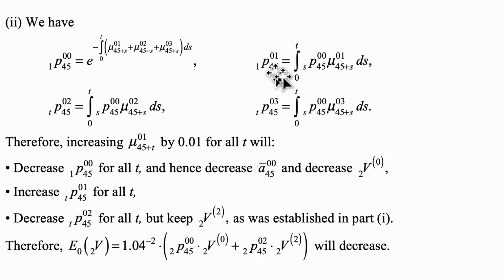For this quantity here, well, the force is bigger, so you have a bigger chance of being whacked by this decrement of this transition from 0 to 1, and therefore tP45 01 will increase for all t. tP45 02, it's right here. Well, we just talked about this, that the probability of staying in state 0 is decreased when this force of transition to state 1 is increased. So there will be a decrease in tP45 02 for all t, but keep 2V2 as was established in part 1 unchanged, I should have said. Unchanged.